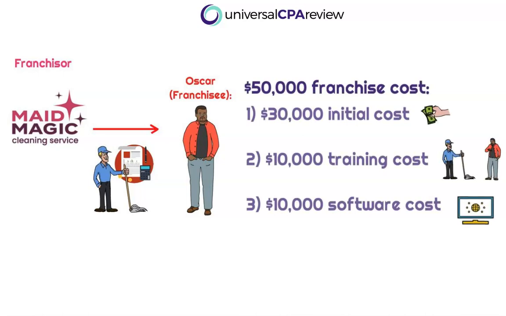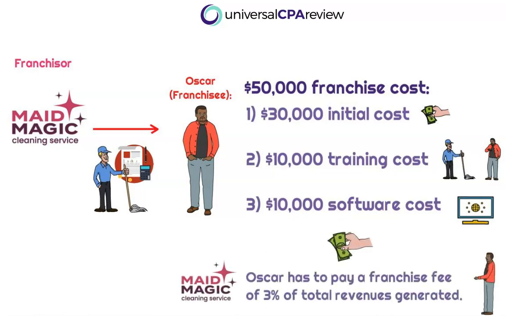$30,000 up front is for the cost of using the name, and the other $20,000 is going to be allocated to different costs. $10,000 is going to be allocated to training costs, and the other $10,000 is for software costs. Maybe Oscar needs to use the company's in-house CRM for sales and scheduling, things like that. In addition, Oscar has to pay Made Magic 3% of all revenue generated as a franchisee to the company. We need to understand how we're going to record both transactions to both parties. Again, Made Magic is the franchisor and Oscar is the franchisee.